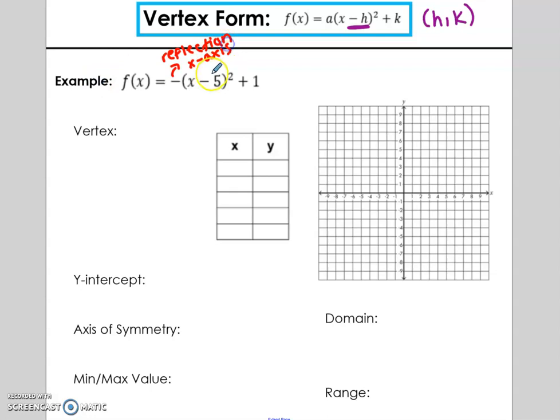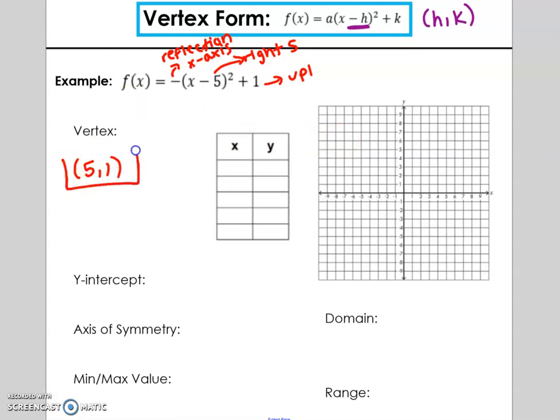We can tell that this minus 5 is moving to the right 5, and this plus 1 is going up 1. So the parent function of x squared would have its vertex at 0, 0, but because we're moving it right 5 and up 1, our vertex will move to the right 5 and up 1. So our point for our vertex will be 5, 1.